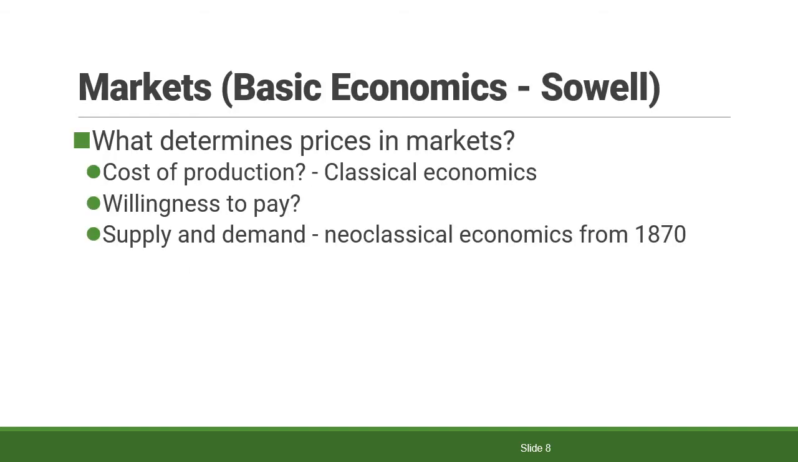All right. So now we're jumping into Basic Economics by Salo. This is one of the readings that I required you guys to read, and some important questions being raised in the article, where what determines prices in markets? Is it the cost of production, the willingness to pay rather, or supply and demand, right? As how neoclassical economists framed it since the 1870s rather.